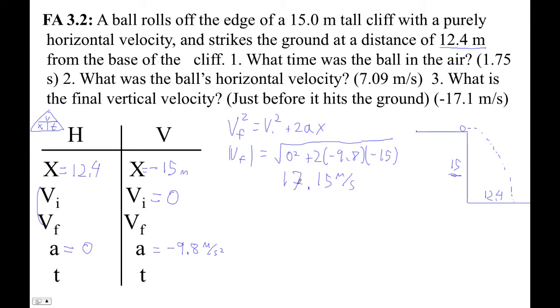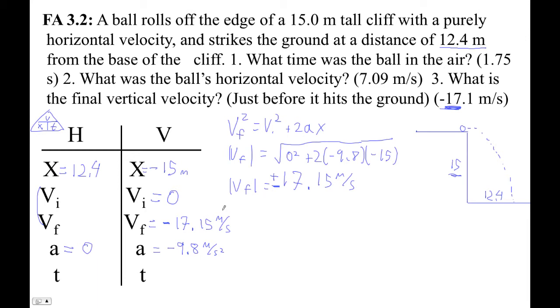But think about this. When it hits the ground, it's got to be going down. This is the absolute value of the final velocity. As we took the square root of a square, we don't know whether it could be plus or minus. Definitely, though, when it hits the ground, it's going down 17.15, or whatever, it's really 146 or something like that, meters per second. So we've got the final vertical velocity. That's one of the questions, the first thing we solved for.